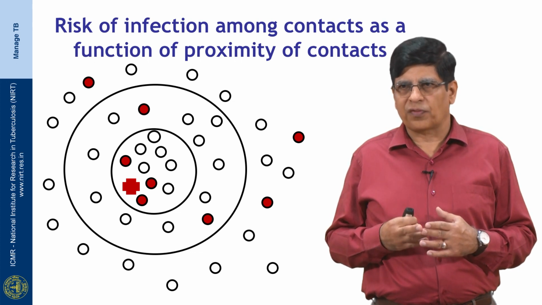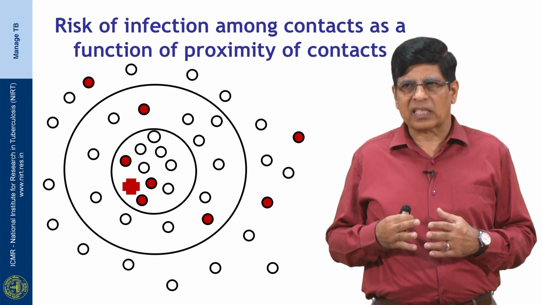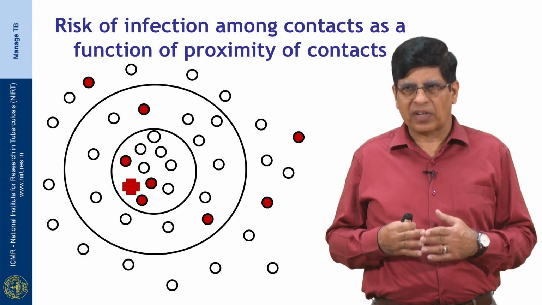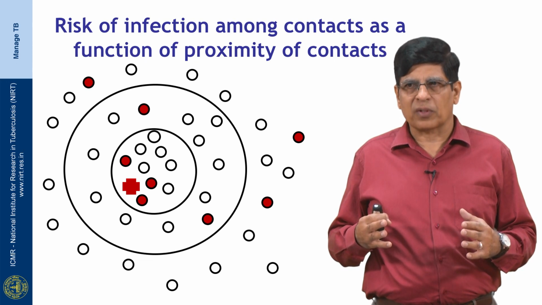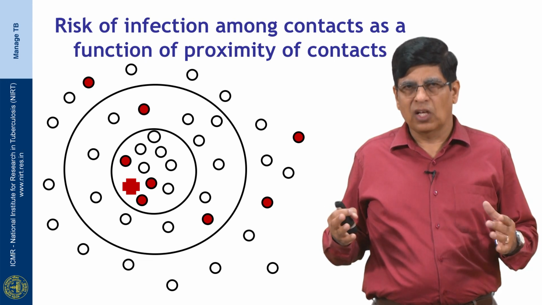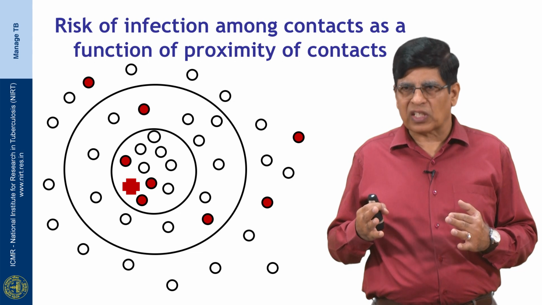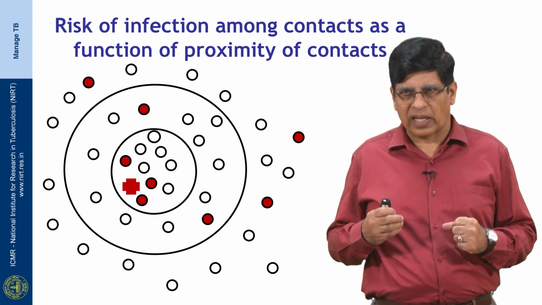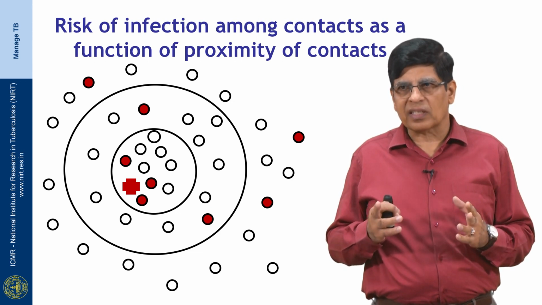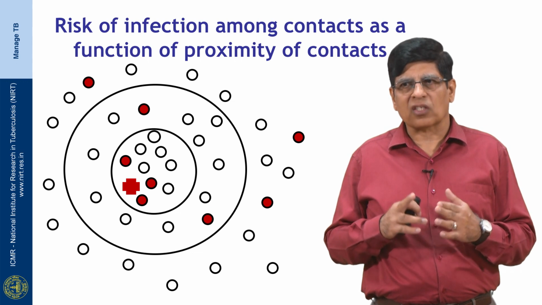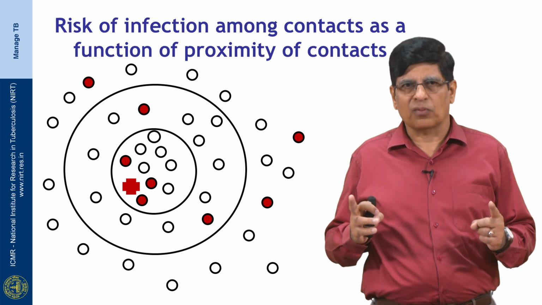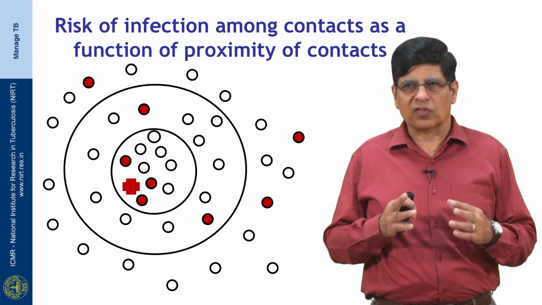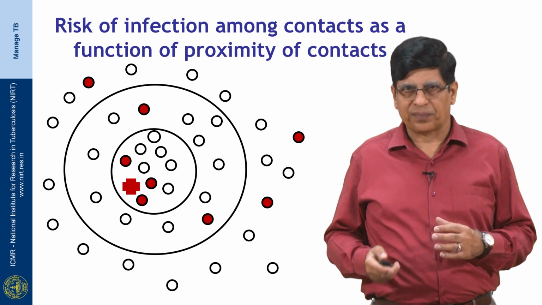higher proportion of persons who are the contacts in the household will get infected by these patients. A proportion also get infected in the neighborhood and the community. So, though the risk of infection is highest among the household contacts, overall the number of infections caused by the patient outside the household is more than the infections caused within the household.